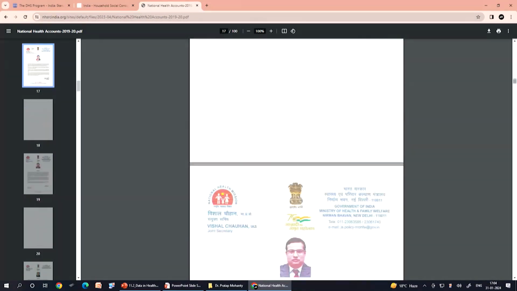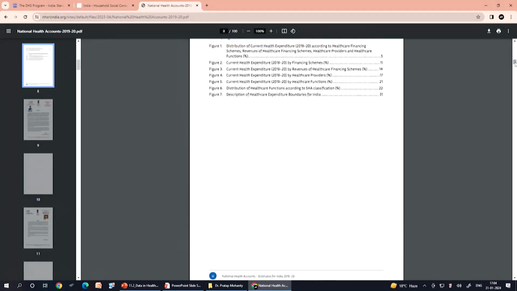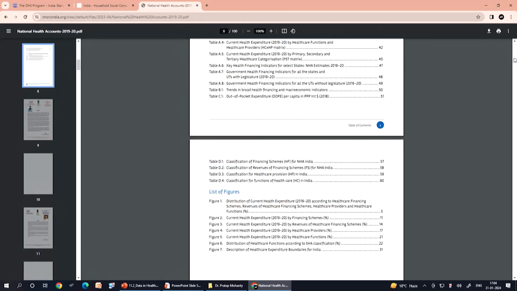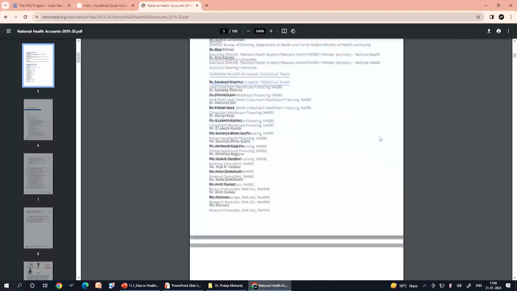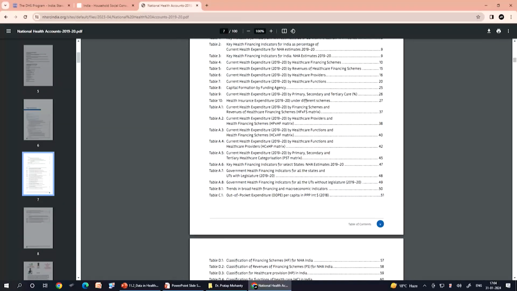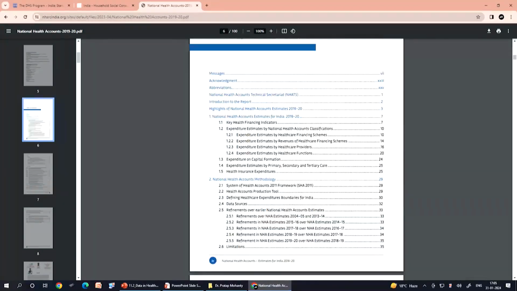I will just go straight to the contents again. How relevant this is for your research is important. Okay. So, here it is. Yes, the table. You can see key health financing indicators, expenditure estimates by national health accounts classification, etc.